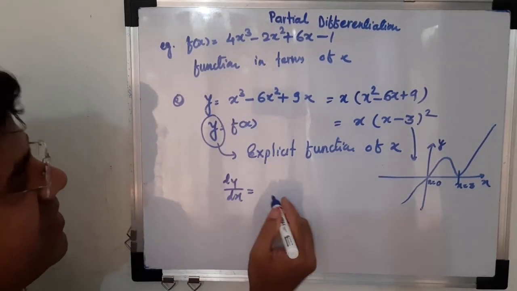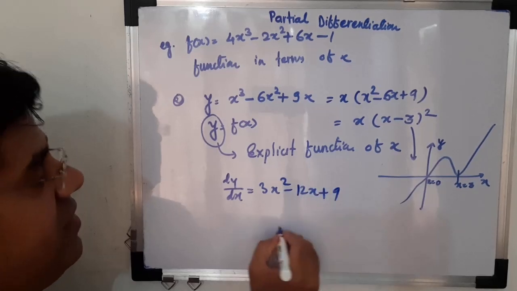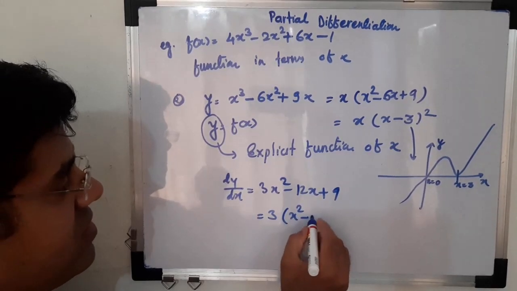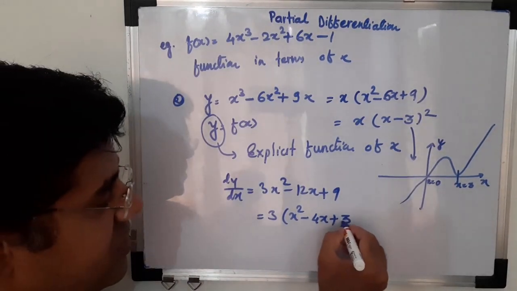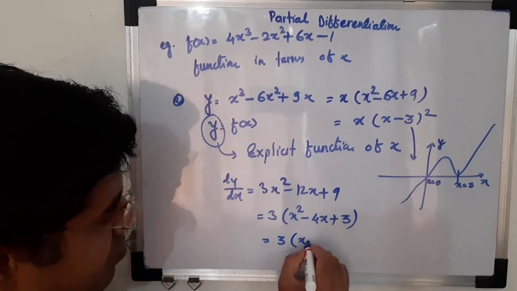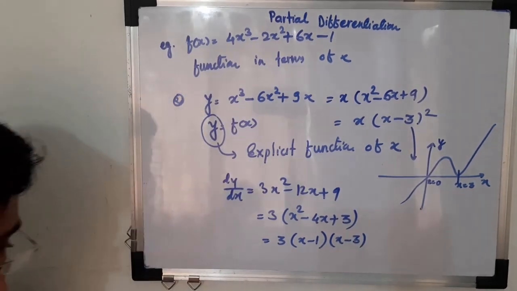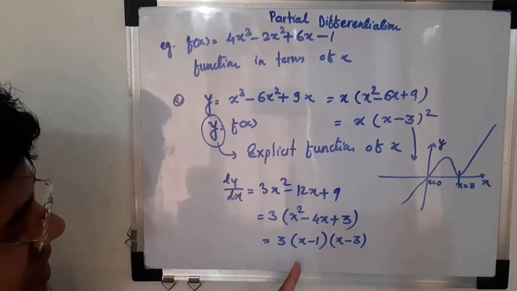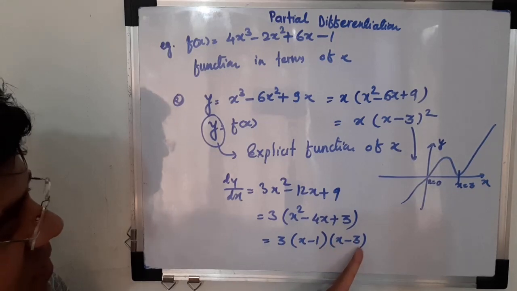So differentiate this term and you will get the same thing. Okay, suppose I differentiate this one. So this is 3x square minus 12x plus 9. I will take 3 common. So here x square minus 4x plus 3. So I can write this as 3 into (x minus 1) and (x minus 3). Okay, so if you solve this, you will get this particular step. So at x is equal to 1 and x is equal to 3, I will get a 0 case.